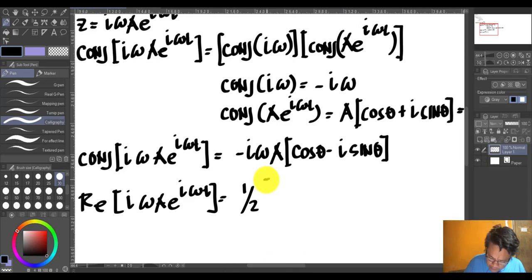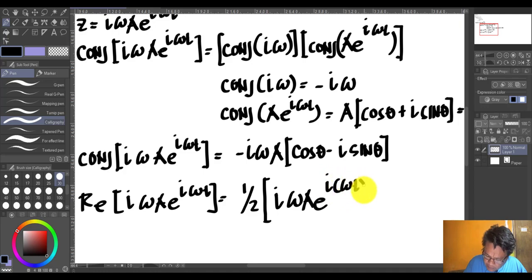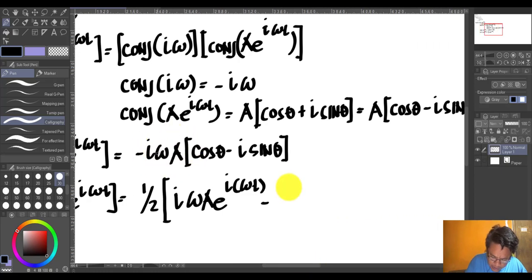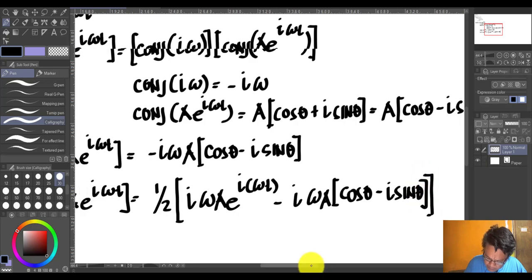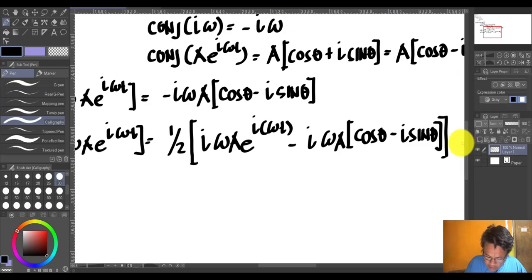So 1/2 times the function, so the function that will be your I times the angular amplitude, we have e raised to exponent I angular times time, and minus this one for the value of my conjugate, so that will be negative I angular A. So we have here cosine of theta, that will be I sine of theta. So close parenthesis this one.